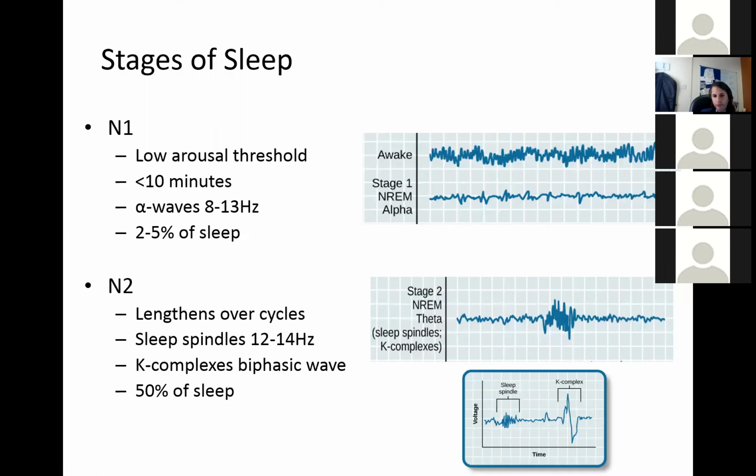N2 lengthens over the duration of your whole sleep cycle. Initially short and then longer. And there's sleep spindles, which are 12 to 14 hertz, which you can see here. And then there's K complex, which is a biphasic wave you can see here. And typically about 50% of your sleep is N2.